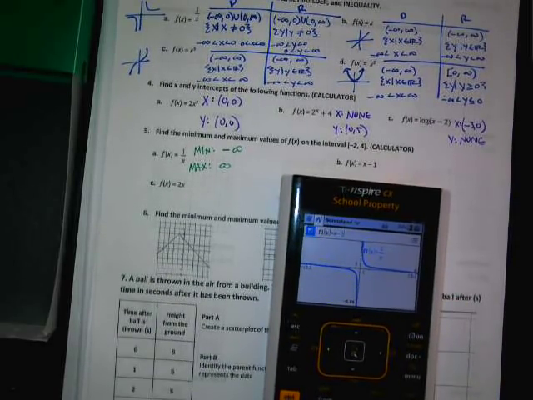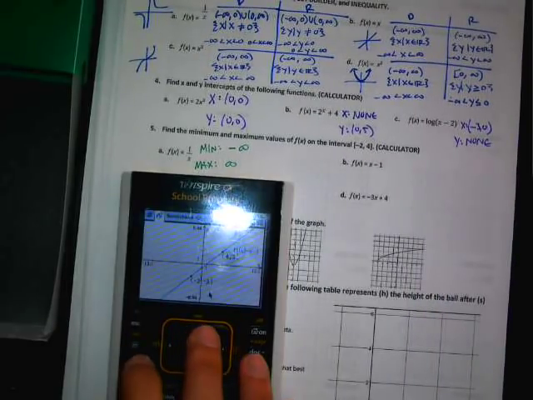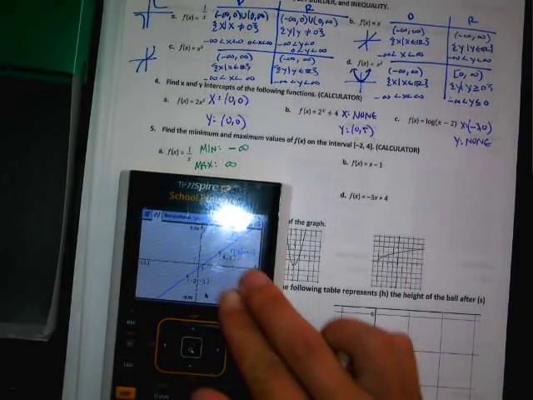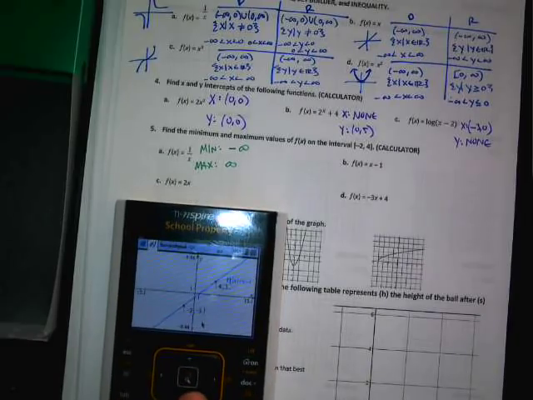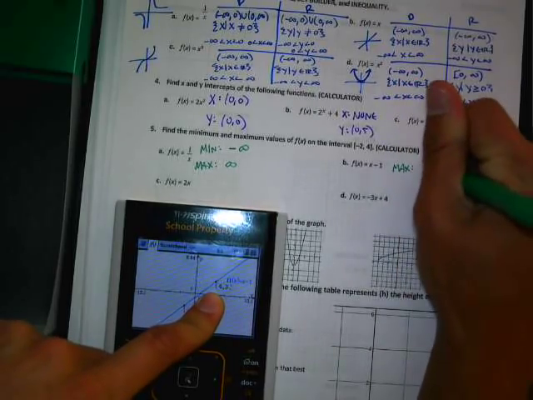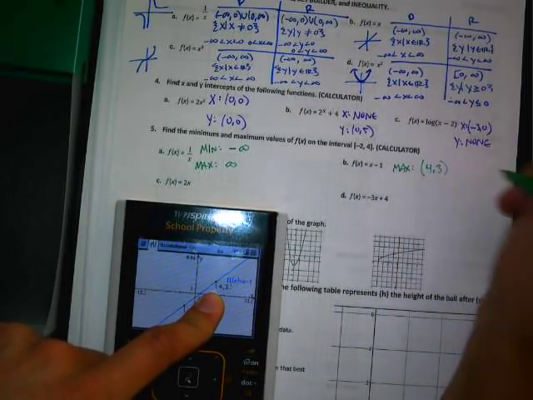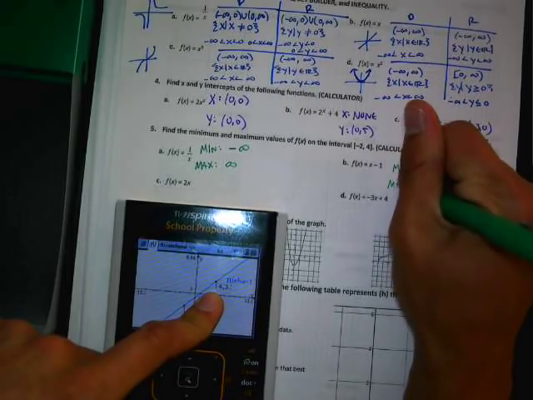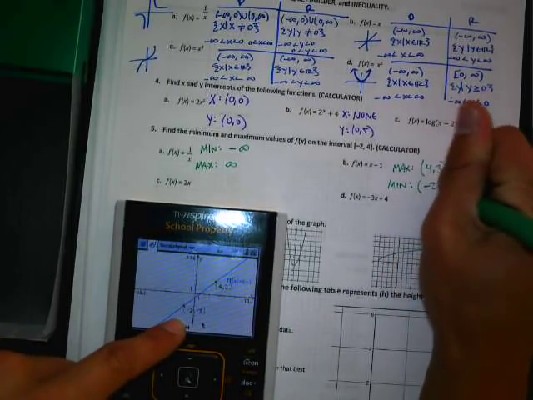X minus 1. All right, so if you look, sometimes your points are already popped up if you don't clear your graph out, which is kind of just a shortcut. So you can see here your max, which is the higher point, is at 4, 3, or you can just put 3, and your min is at -2, -3.